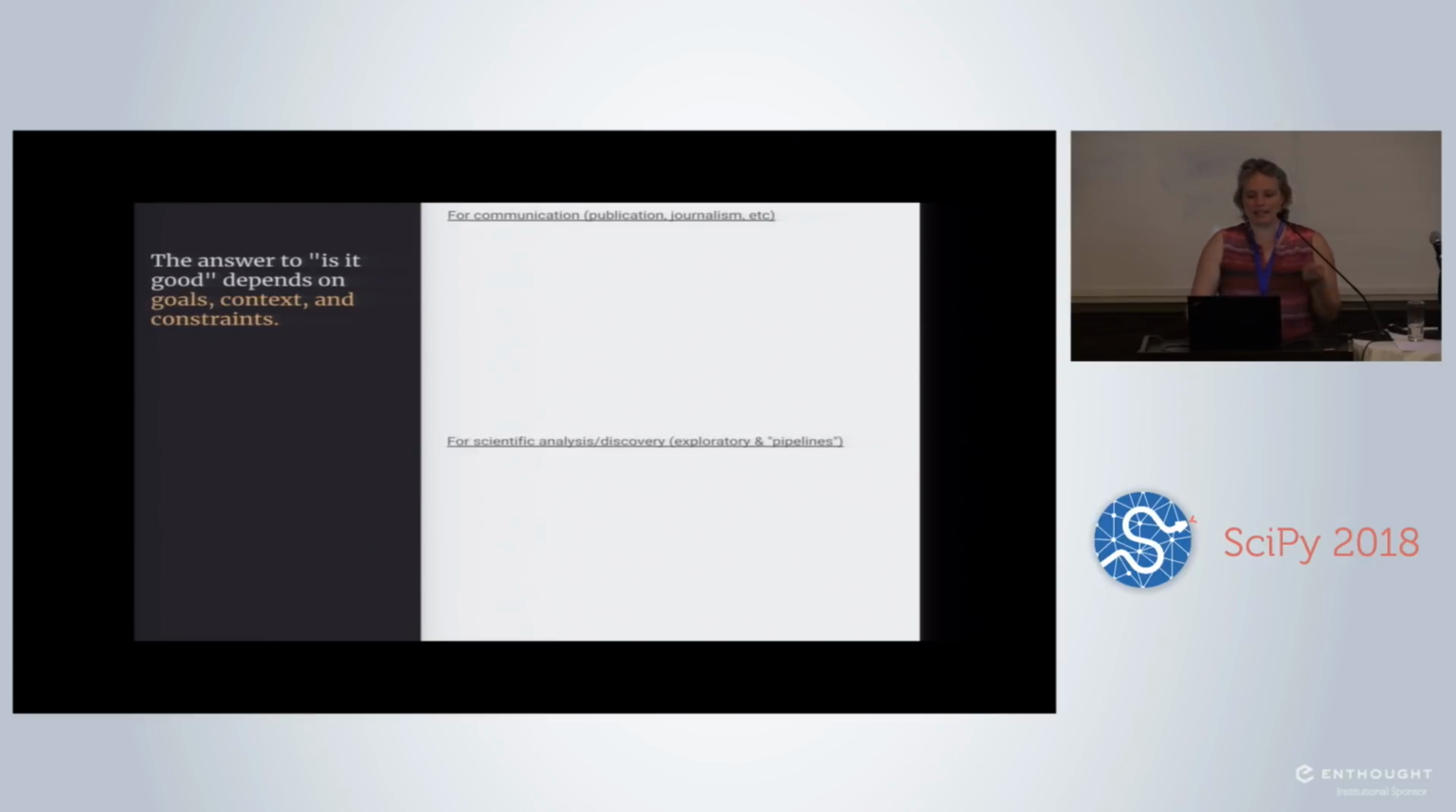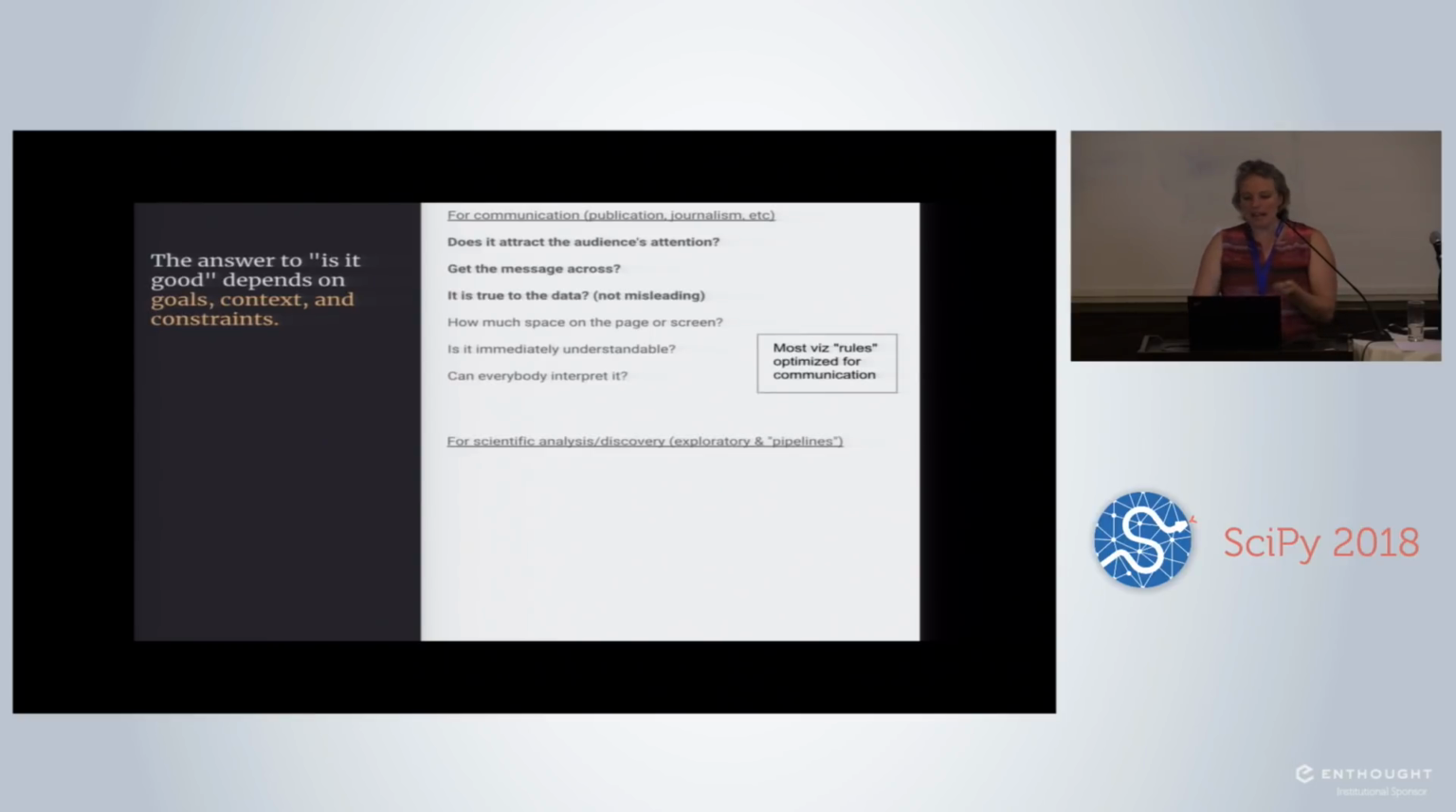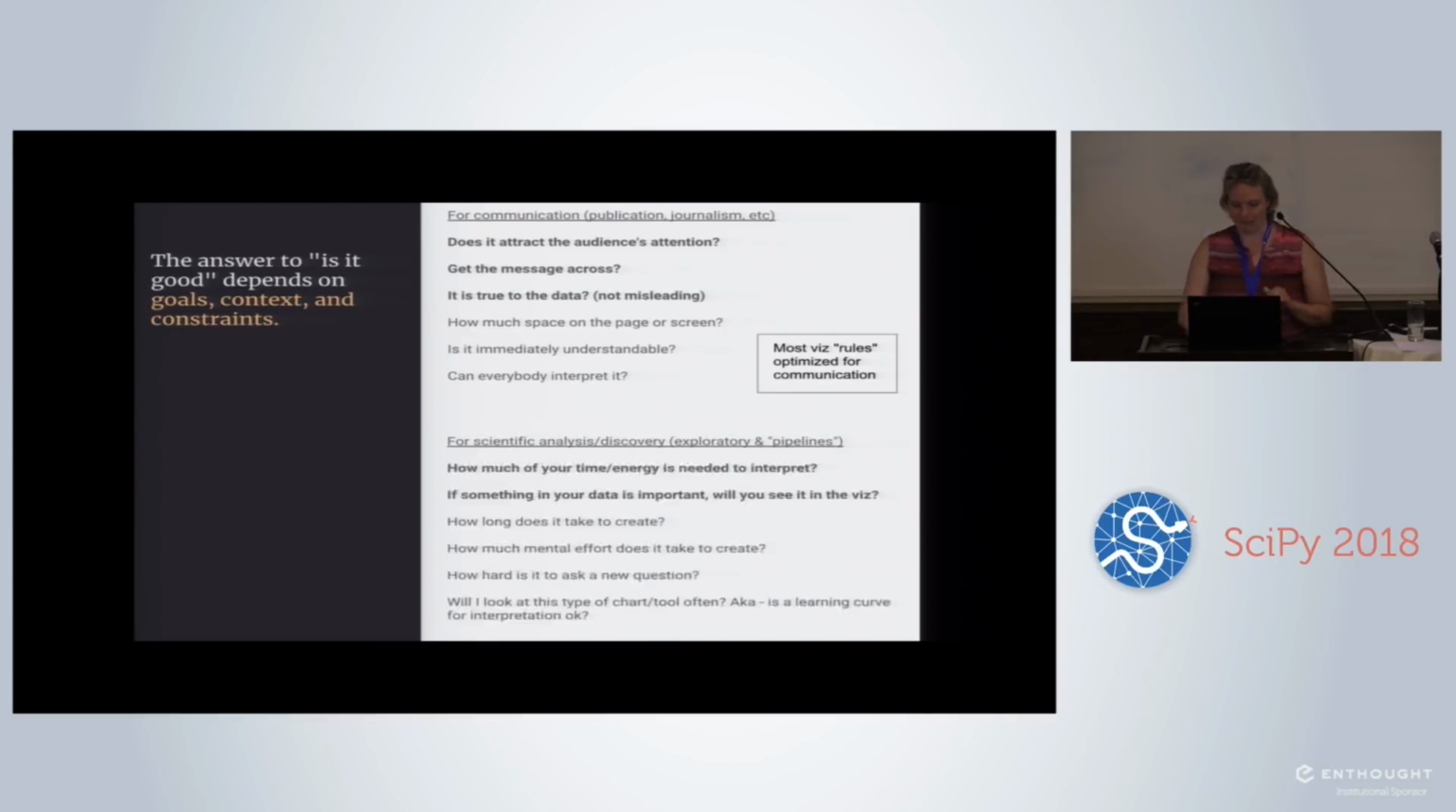And these types of things beg different fundamental questions. In communication, things like, does it attract the audience's attention? Is it true to the data and not misleading? Does it get the message across? And I think this is where a lot of our rules come from, the communication space. Especially things like, is it immediately interpretable? Will somebody who's never seen that before be able to interpret it in 2 seconds? Which in science might be less relevant when you're looking at that same chart every single day.